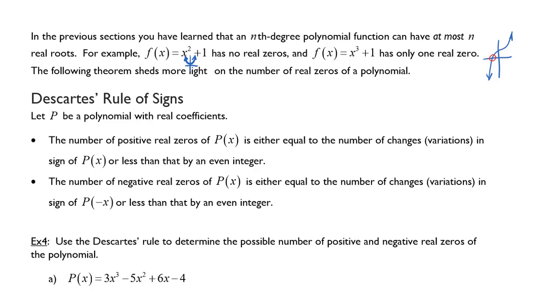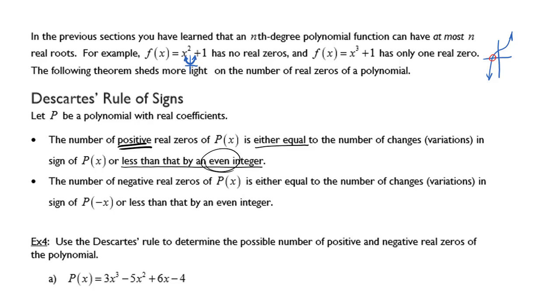First, let p be a polynomial with real coefficients. The number of positive real zeros of p of x is either equal to the number of changes in sign of p of x or less than that by an even integer. And the even integer thing we'll talk about very shortly, and hopefully that will make more sense.